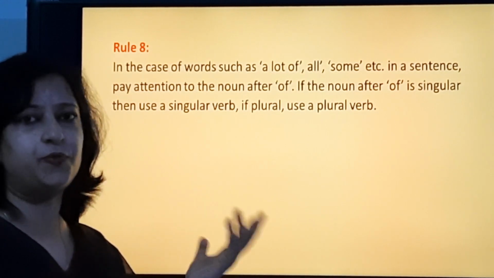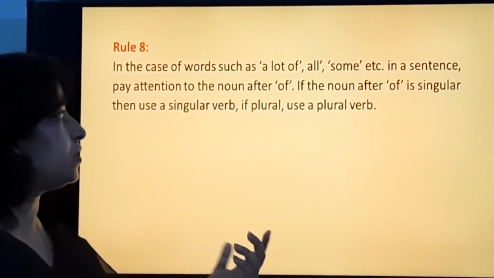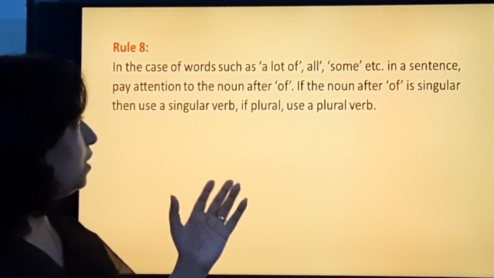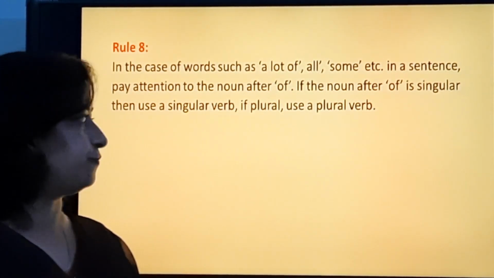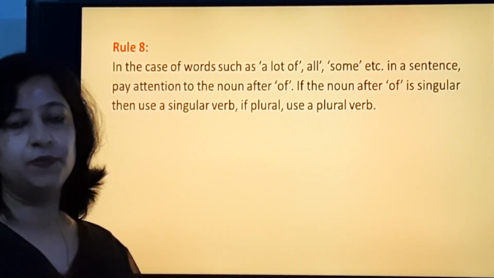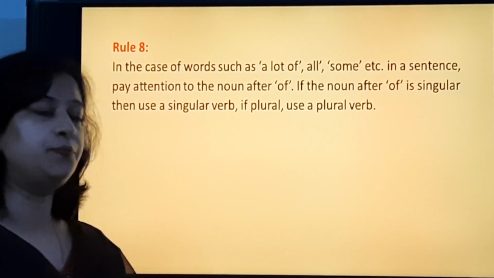Here, with the use of these words, a lot of, all, that means these are all indefinite pronouns. With such kind of indefinite pronouns, we will focus on the noun that comes after the word of. If the noun after of is singular, then use a singular verb. If it is plural, then we'll use the plural verb. How?